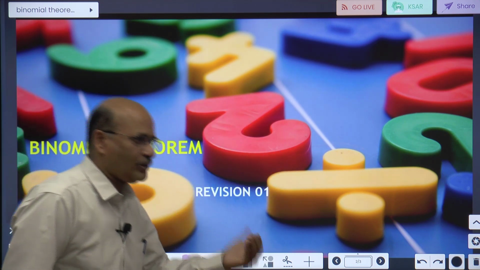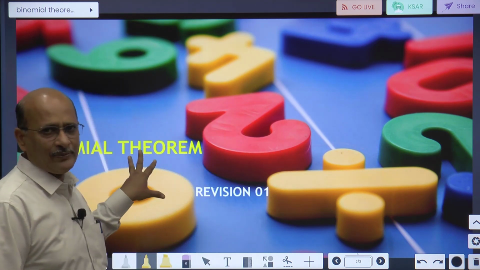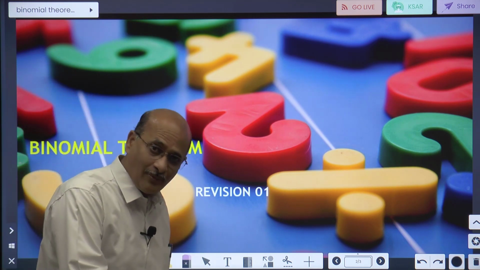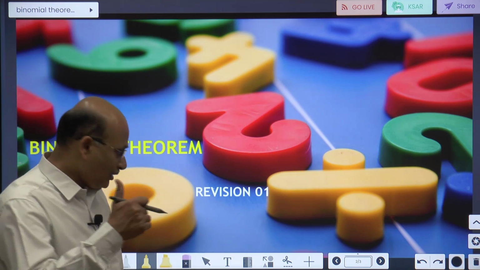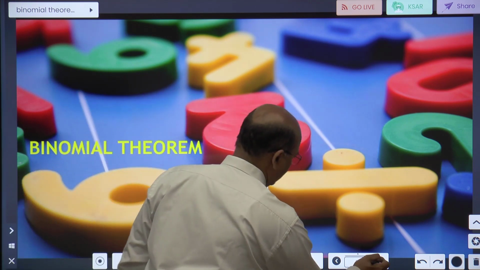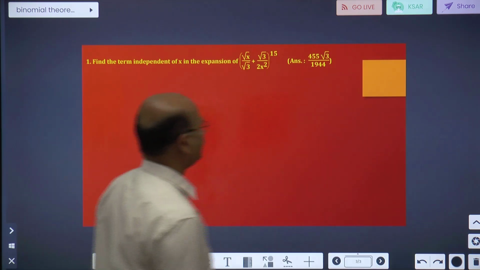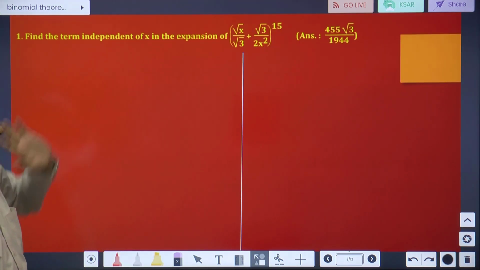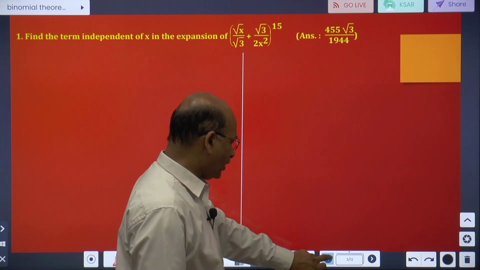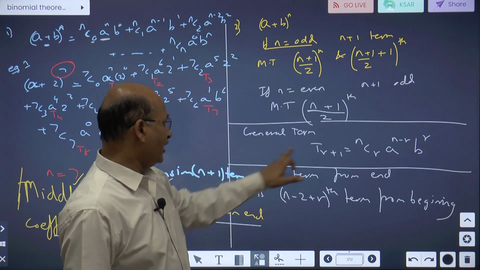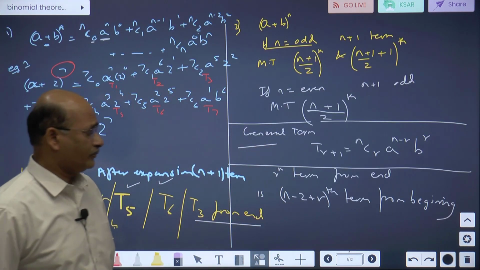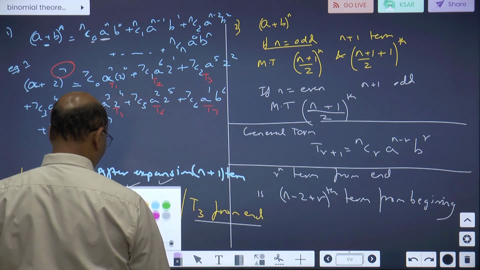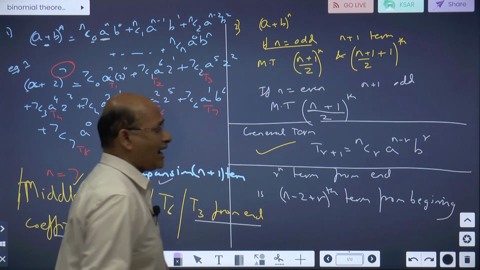What are the types of questions? I touched on those types in the explanation just now, and we will see more as we go on. So let us start. The first question is to find the term independent of x. Remember, in most of the questions, the general term formula, T r plus 1, will always help you. Keep that in mind.